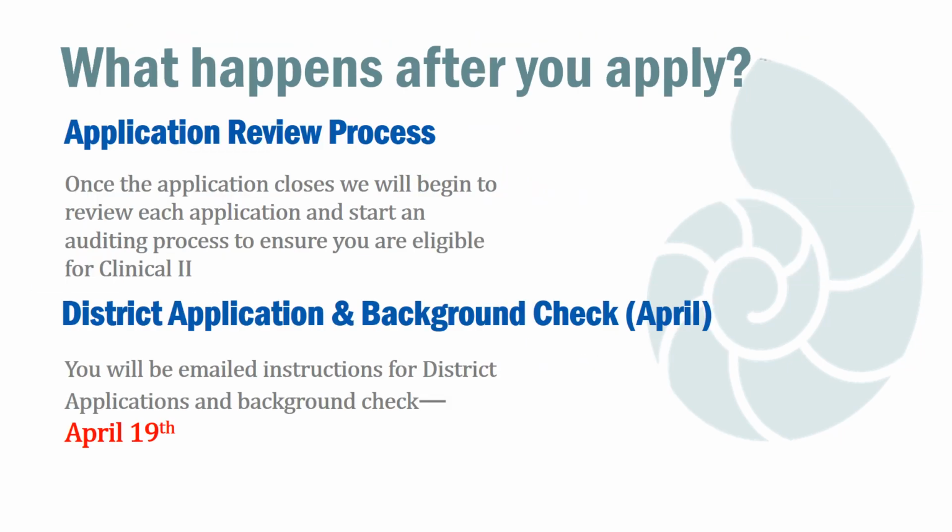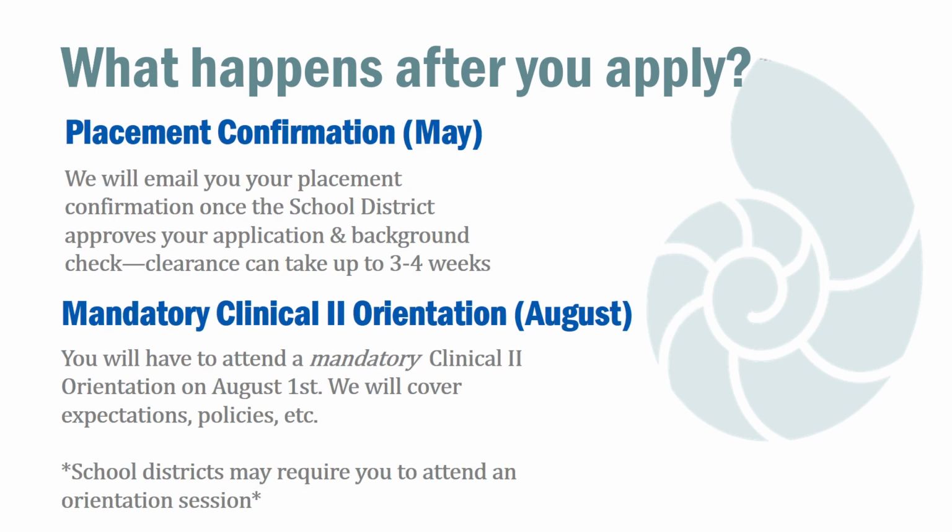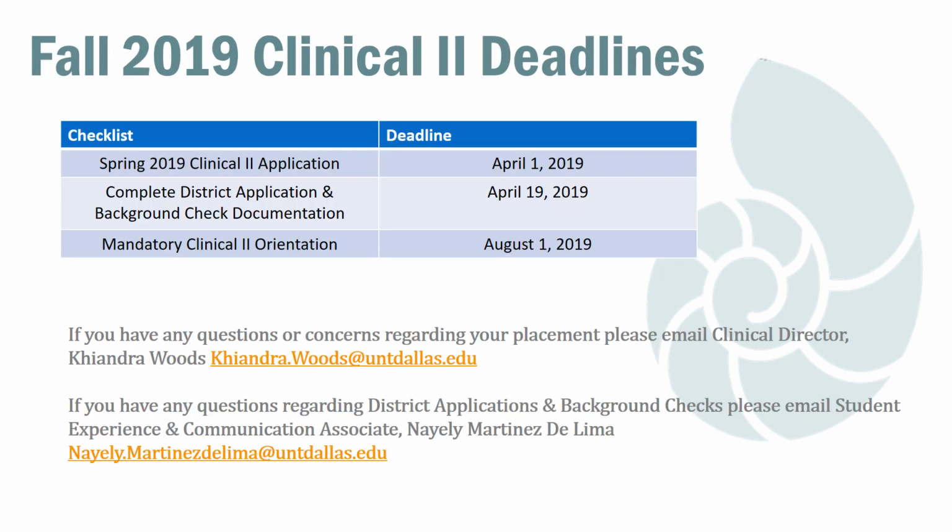What happens after you apply? Once the application closes, we will begin to review each application and start an auditing process to ensure you are eligible for Clinical 2. In mid-April, you will be emailed instructions for district applications and background checks. We will email you your placement confirmation once the school district approves your application and background check. Clearance can take up to 3 to 4 weeks. You will also have to attend a mandatory Clinical 2 orientation that will take place on August 1st. We will be covering expectations and policies for Clinical 2.